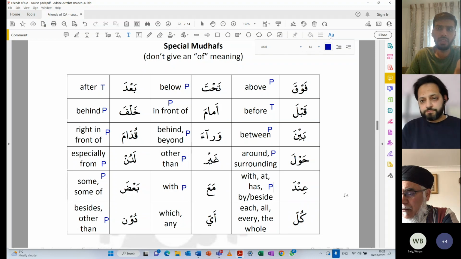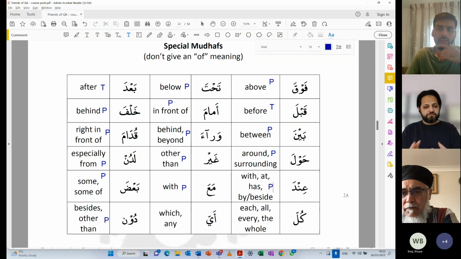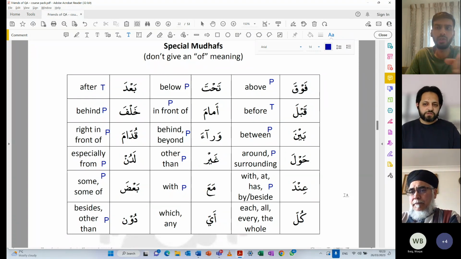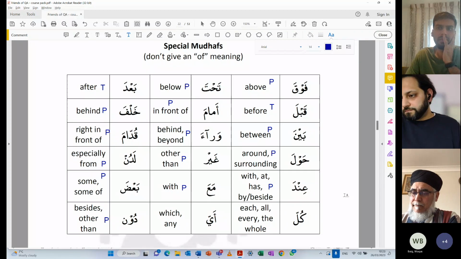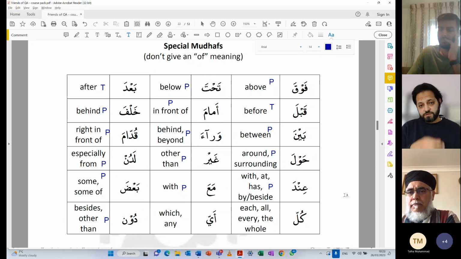Are there more of these, or are these the ones which are used in the Quran? For now let's live with these ones. They're relevant to the Quranic studies, and they are used in the Quran. Of course, in wider Arabic there may be many of them, but it may not be relevant to us. Within the Quranic context, these are the ones which are important. Do these special mudafs always come first in the idafah? Yes, because it's a mudaf. The mudaf is always the first one.